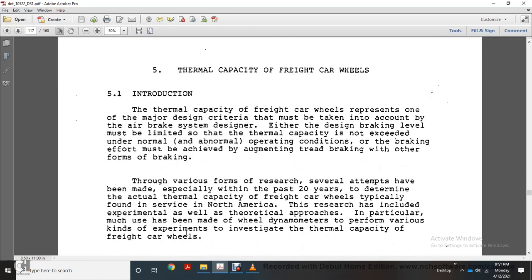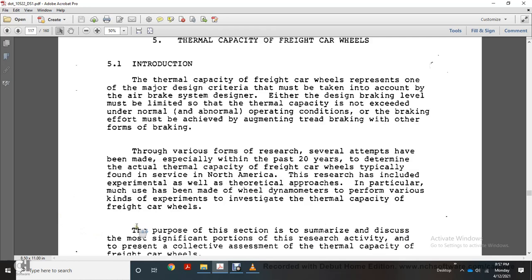of braking. Several research attempts have been made, especially within the past 20 years, to determine the actual thermal capacity of the freight car wheel typically found in service in North America. This research has included experimental and theoretical approaches to the particular problem, made with various wheel diameters, performing various kinds of experiments. Investigation of thermal capacity of the freight car wheels.